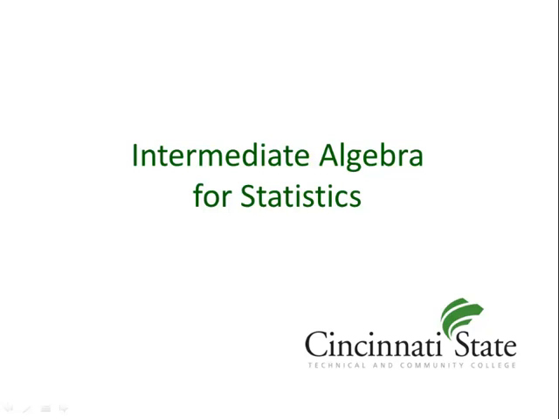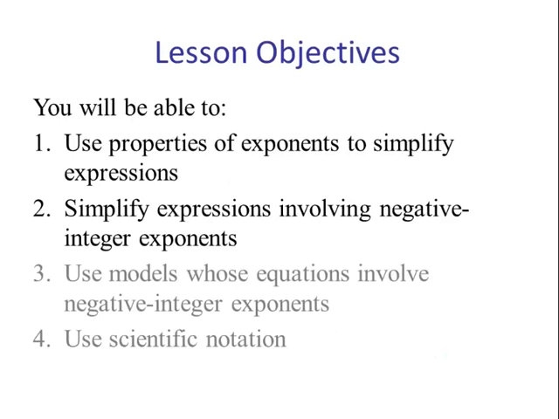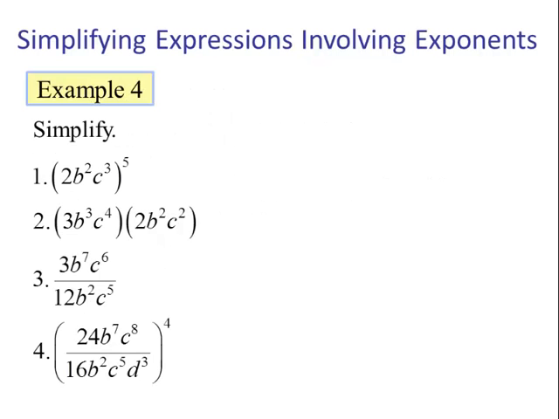Intermediate Algebra for Statistics, Integer Exponents, Part 2. Lesson Objectives. Use properties of exponents to simplify expressions. Simplify expressions involving negative integer exponents. We'll begin with an example.